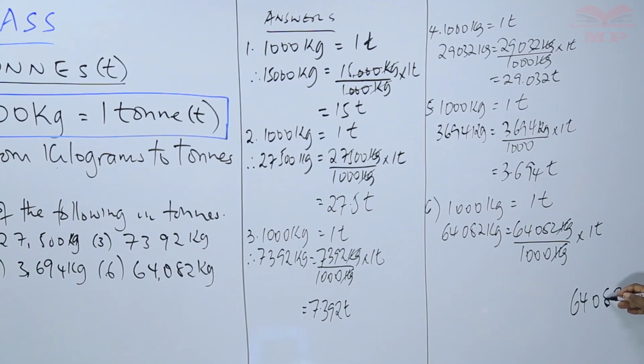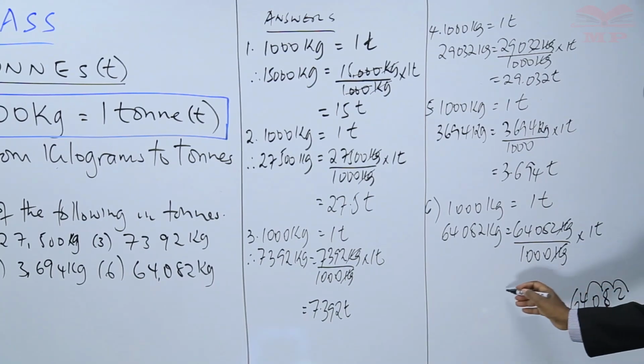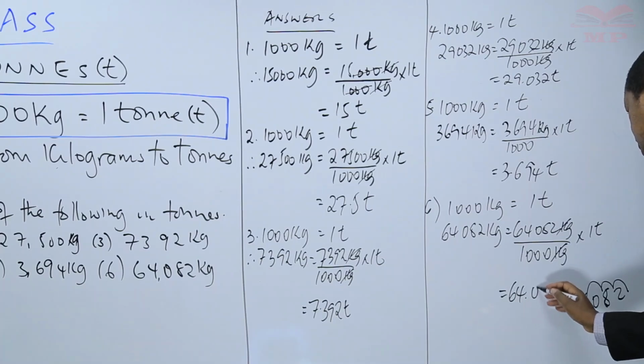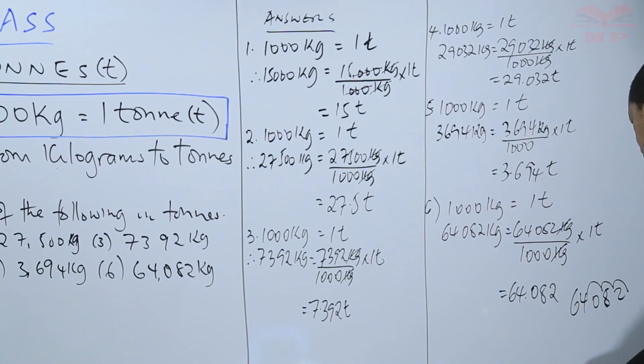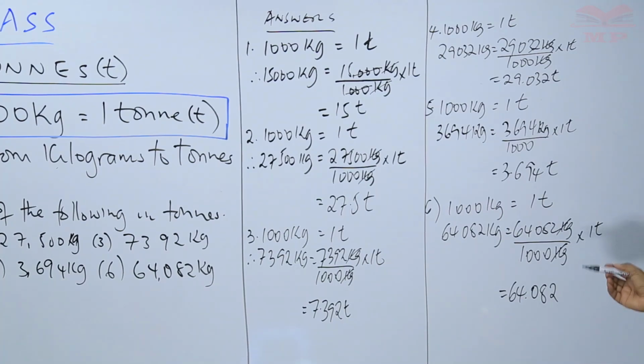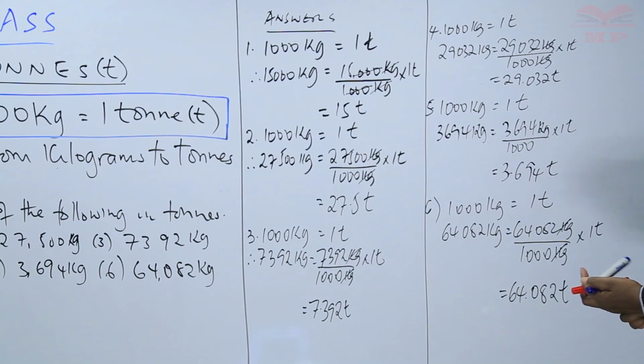64,082. The decimal point is here. Move it how many times? 3 times. 1, 2, 3. So the answer here is 64.082 tons. So that is the answer.